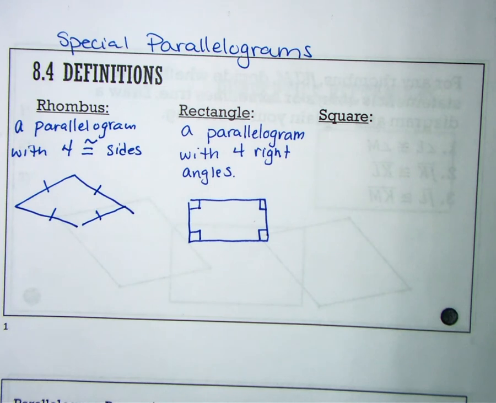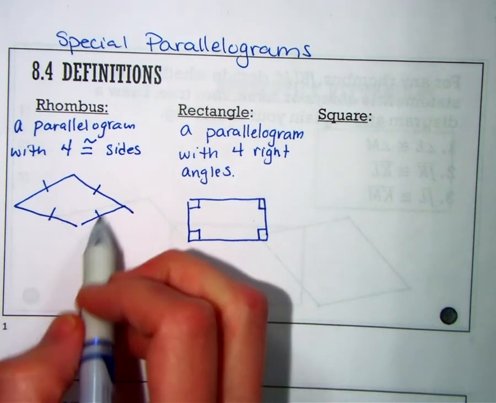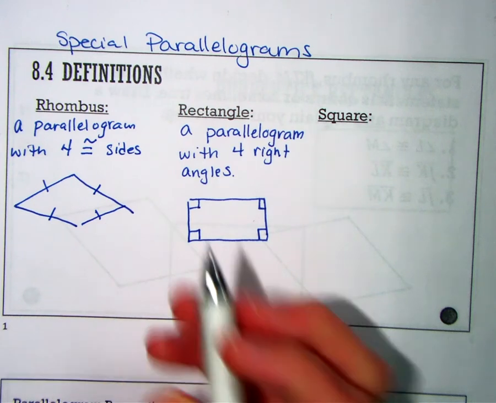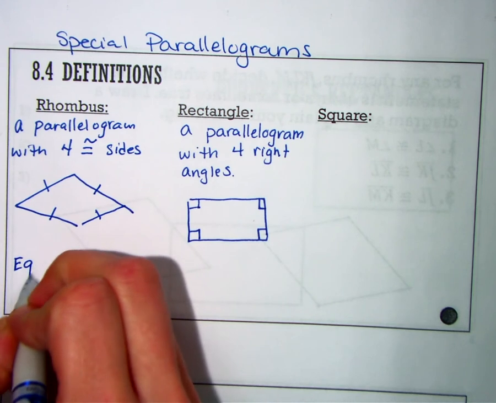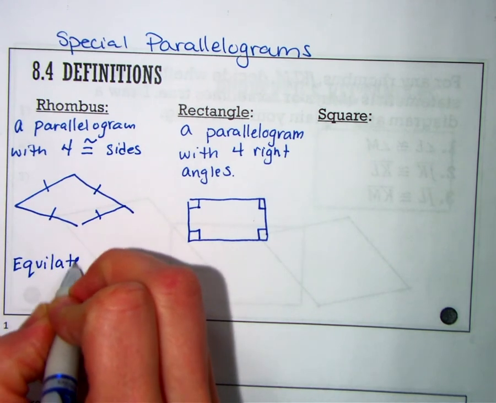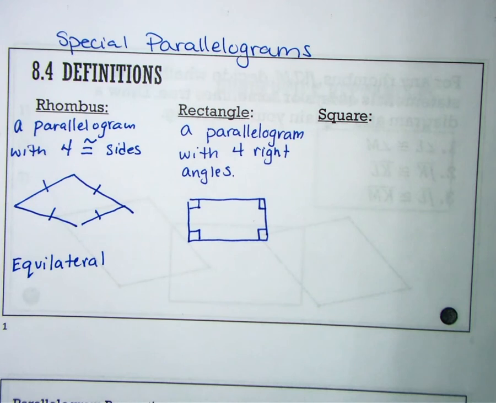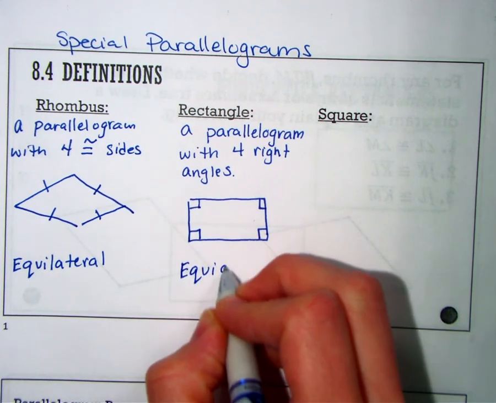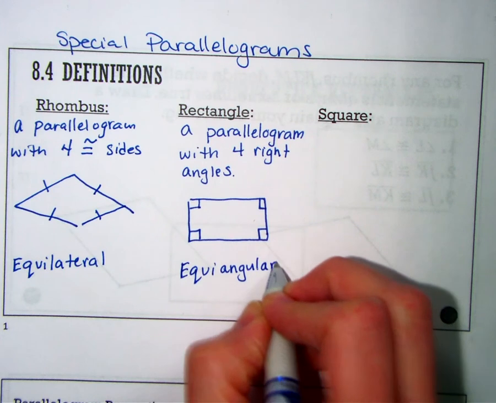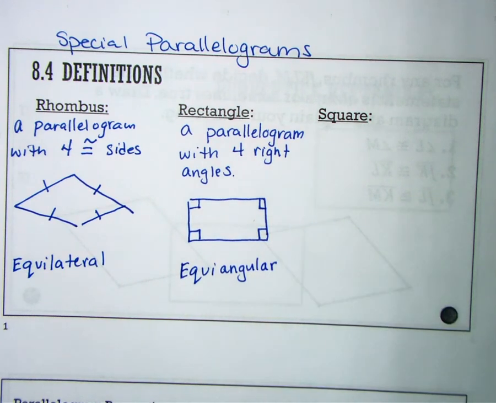Because then the 4th one will just come. Which means, if all of the sides are the same, that has a special name. Having all sides the same is equilateral. That's the fancy name for having all sides the same. Then what's the fancy word for having all the angles the same? Equiangular. Yeah, that's the fancy word for all angles the same. And then we have our square.